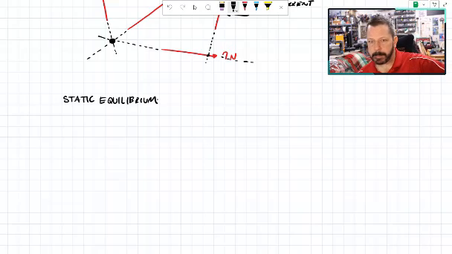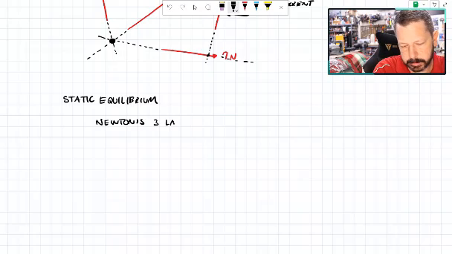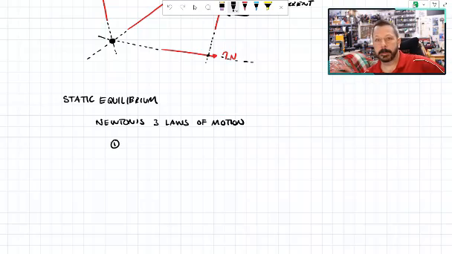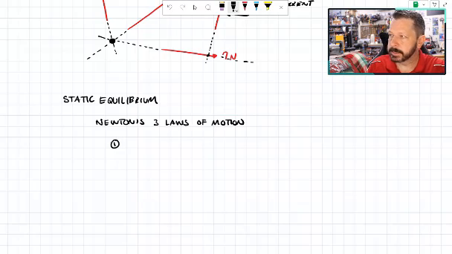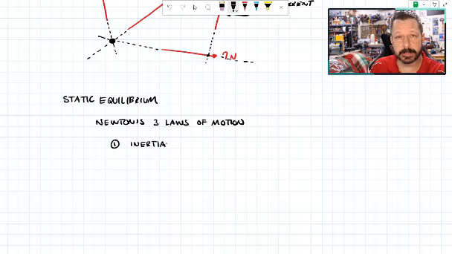So if you remember Newton's 3 laws of motion, one you could summarize as the law of inertia. Body at rest tends to stay at rest, body in motion tends to stay in motion, unless acted on by an outside force. So we'll just call that inertia. That's not really what we're interested in today, or at least in this course even, because we're not really talking about inertia.